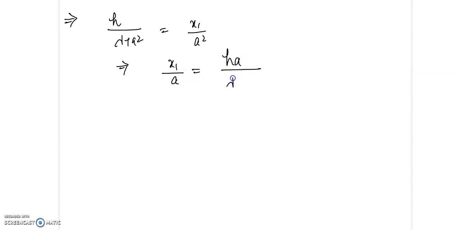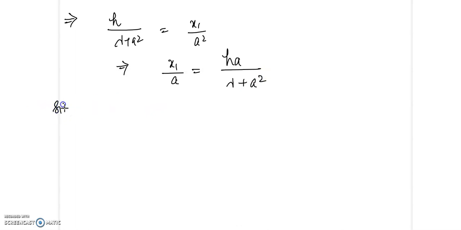So that implies h by... we got h by lambda plus a square equal to x1 by a square. So let me take 1a to here. So we will get x1 by a equal to ha by lambda plus a square.